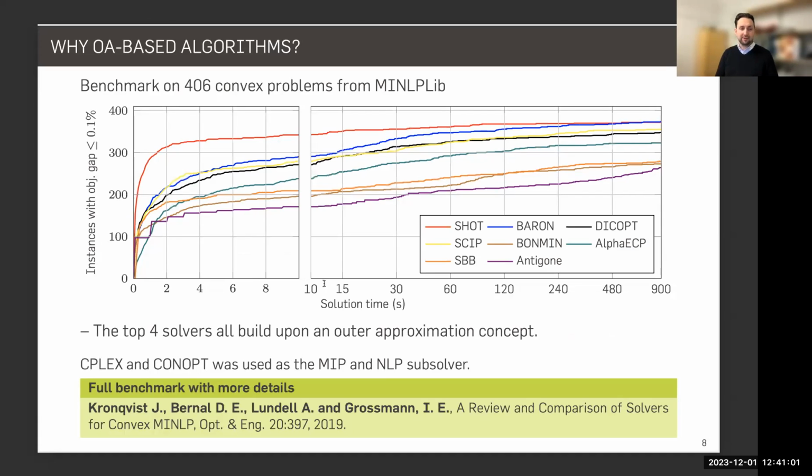To motivate this, I want to show you a benchmark from this paper we did back in 2019, where we looked at 406 convex MINLP problems. These performance profiles show how many instances the different solvers are able to solve as a function of running time. I don't want to point at any specific solver, but what I want to highlight is that the four top solvers are all based on an outer approximation concept.